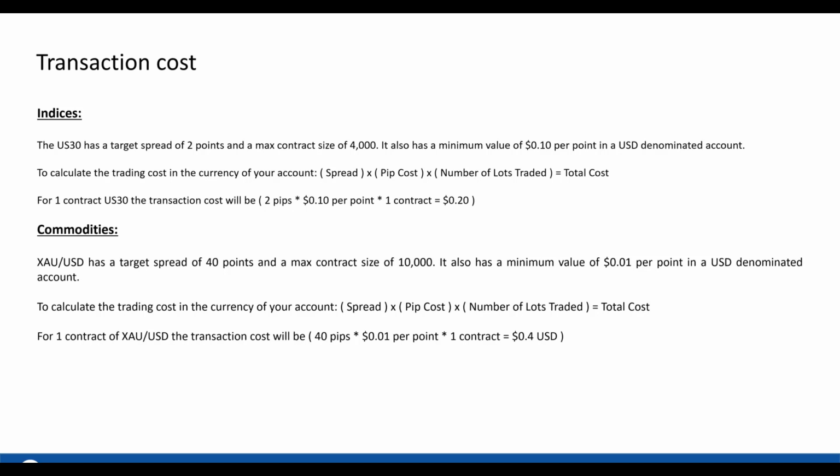For commodities, gold has a target spread of 40 points and a max contract size of 10,000. It also has a minimum value of 1 US cent per point in a US denominated account. To calculate the trading cost in the currency of your account, it is the spread times the pip cost times the number of lots traded, and that equals the total cost. So for one contract of gold, the transaction cost will be 40 pips times 1 US cent per point times one contract, and that gives you 40 US cents.